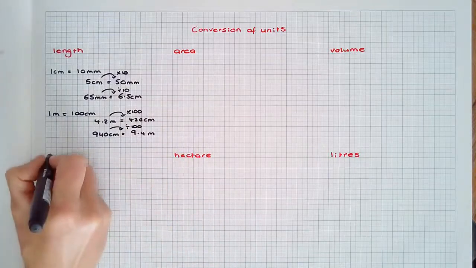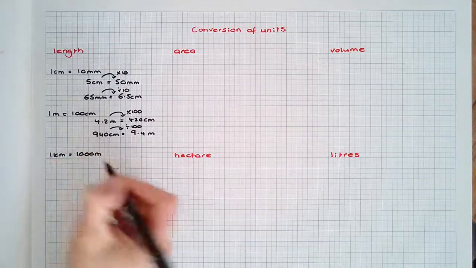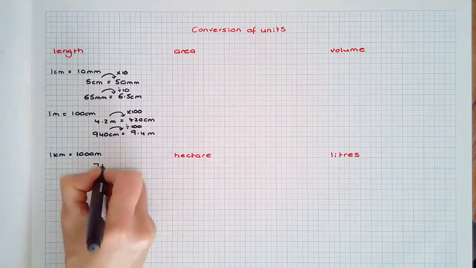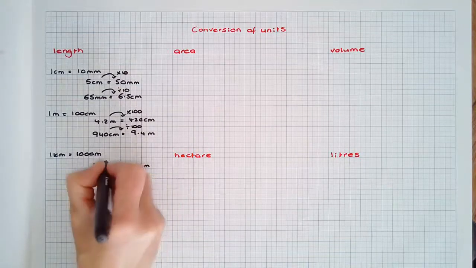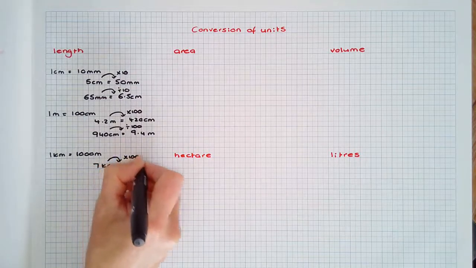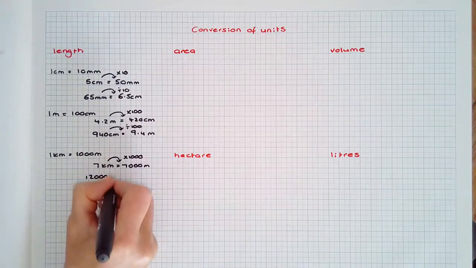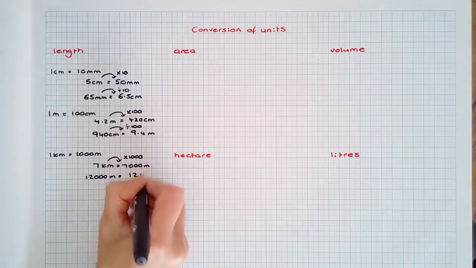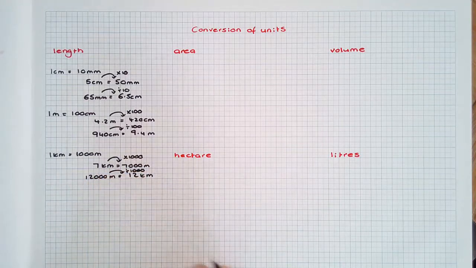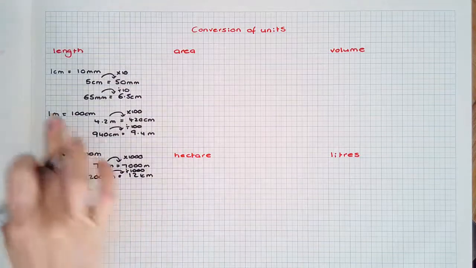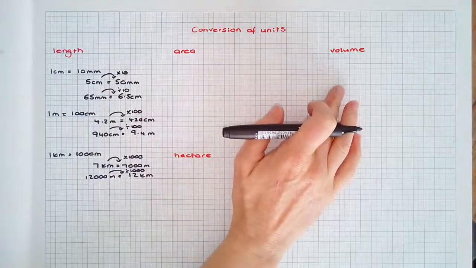And lastly, 1 kilometre equals 1,000 metres. So 7 kilometres, for example, equals 7,000 metres. That is, we times by 1,000. Or going backwards, 12,000 metres equals 12 kilometres, and then we would divide by 1,000 to get the 12 kilometres. We're going to use these conversions and apply them to area and volume.